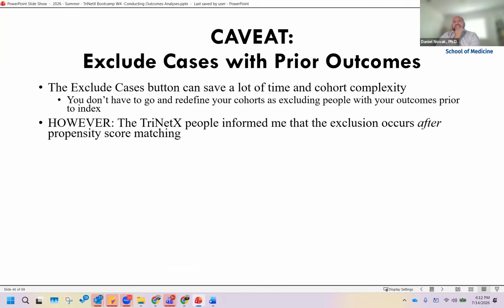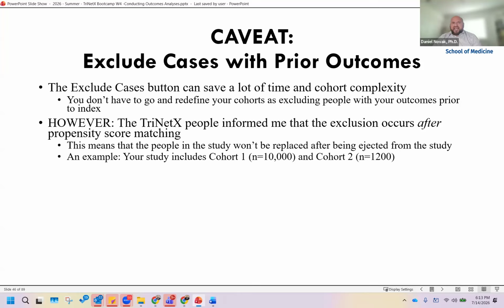The TriNetX people informed me that the exclusion occurs after propensity score matching. So let's say you've got 3,000 people in one cohort and 10,000 people in the next. If you check that box, TriNetX will kick the people out of the cohort after matching them. It won't replace them. There's no replacement of those people. So that can actually substantially shrink your cohort.